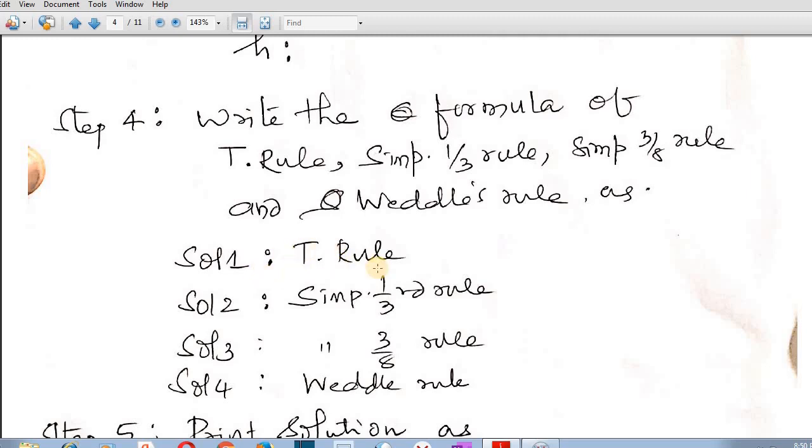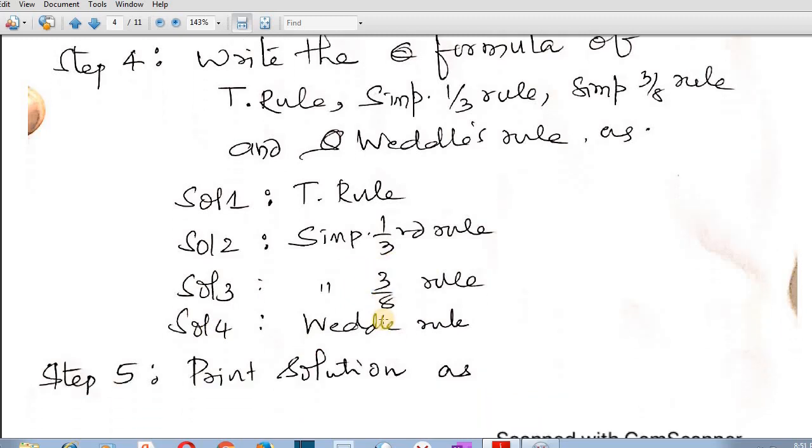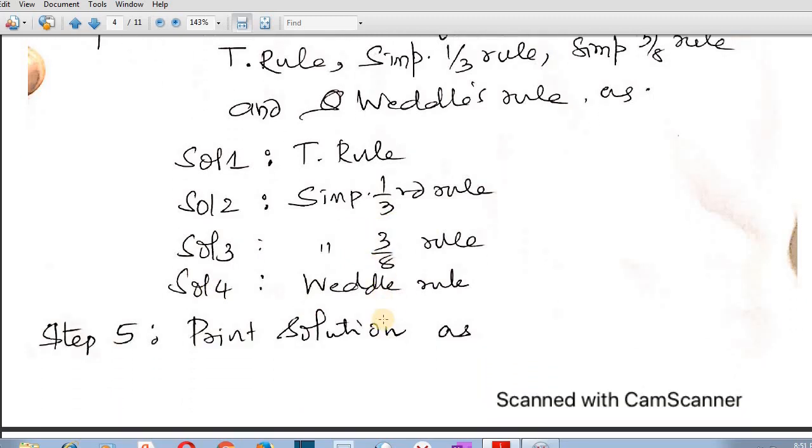First one is the trapezoidal rule, second is Simpson's 1/3 rule, third is Simpson's 3/8 rule, and fourth is Weddle's rule. All the symbolic formulas we have to enter in the Maxima window. Since we have already given the y values, it will calculate the integral value.